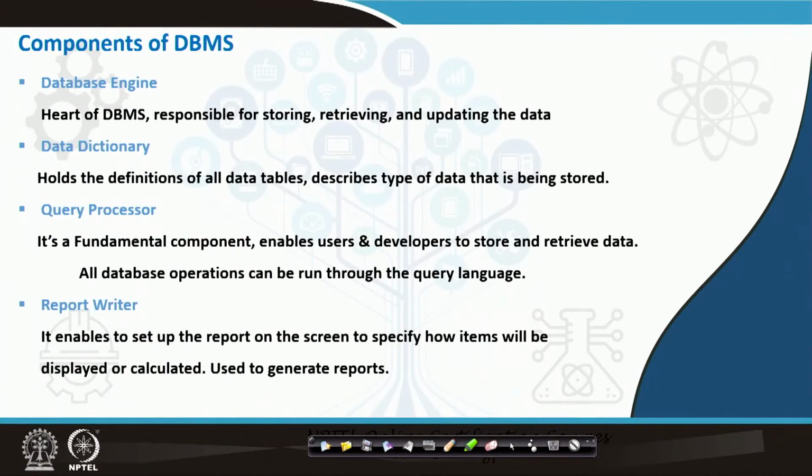So when we look at the components of a database, the first and foremost important component is the database engine. It is the heart of the database management system, responsible for storing, retrieving and updating the data. So this is like the backbone or heart of a database management system. This runs through the entire structure and is very important for storing, retrieving and updating the data.